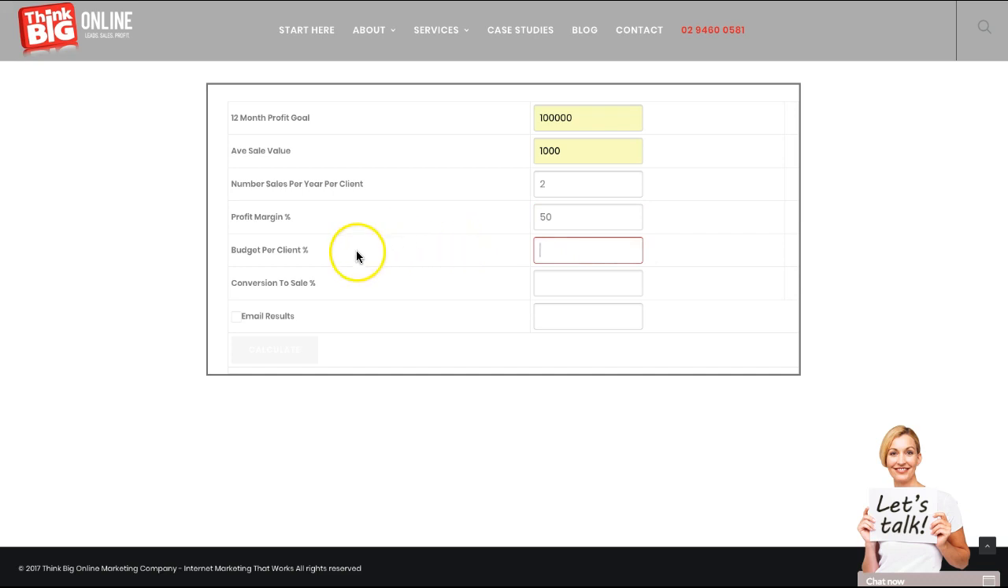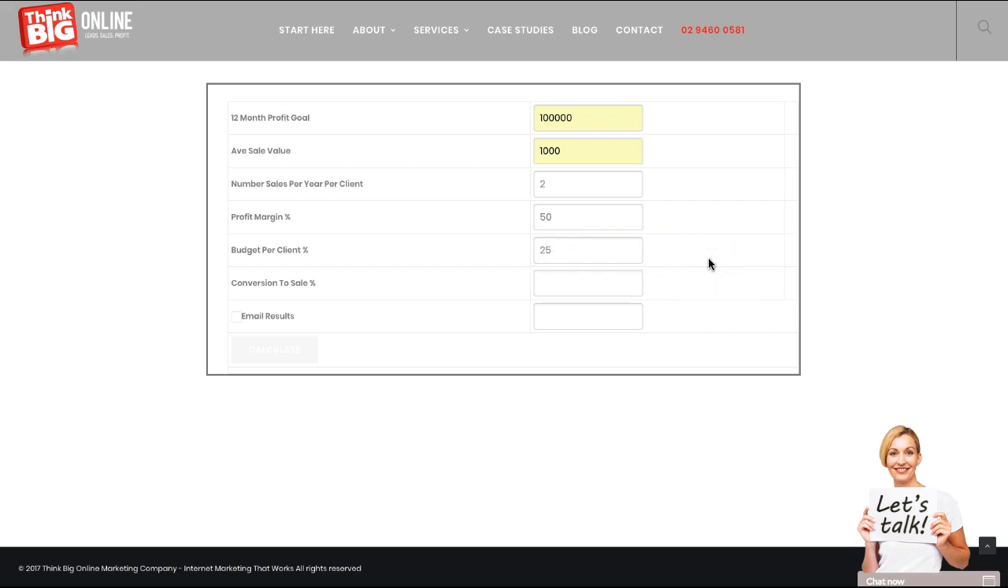Now, our budget per client is a percentage. This is how much we're prepared to spend to go and acquire a client after we have paid all of our other expenses to deliver that product or service, after all our raw materials, our cost of doing business. My suggestion would be that you start with 25%.